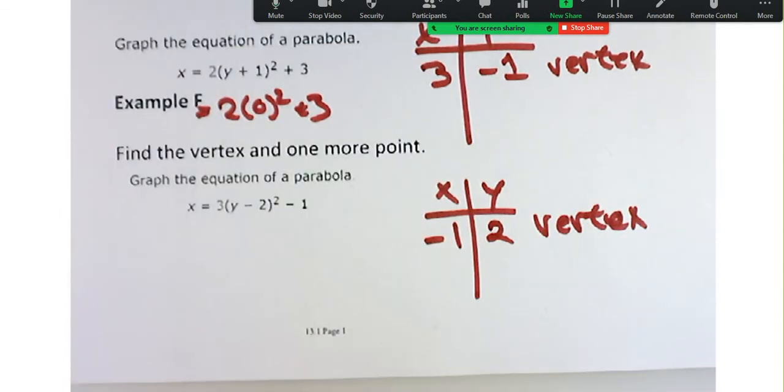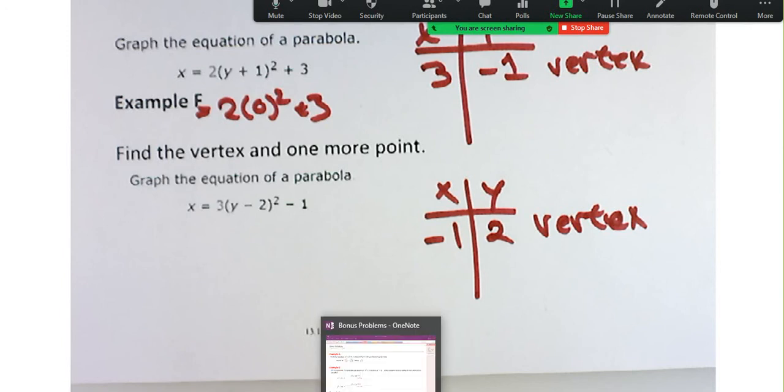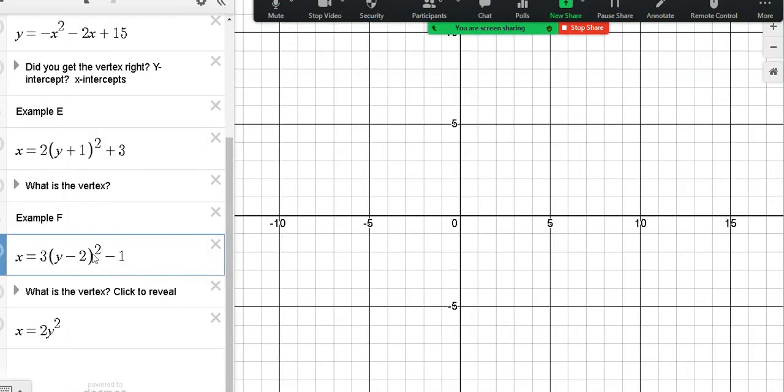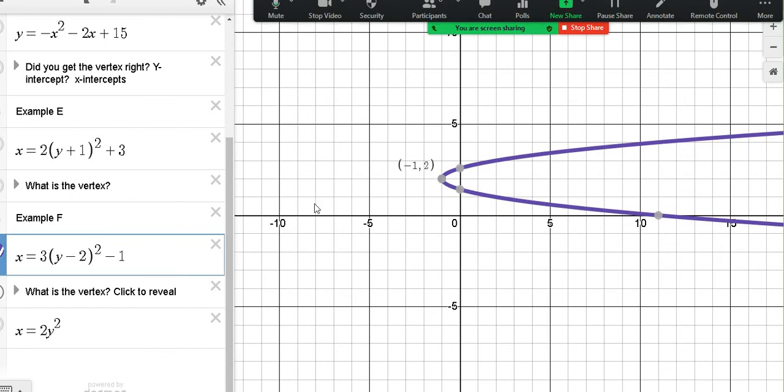Let's cut back over to here and graph it, and bam. Well, negative 1, 2. Yeah, perfect. Exactly what we expected.